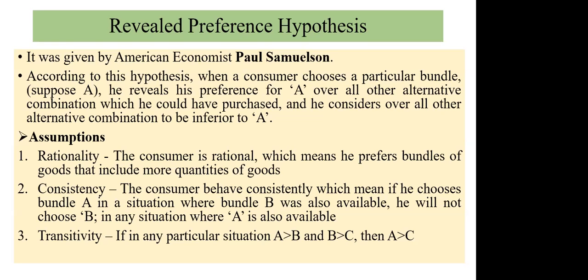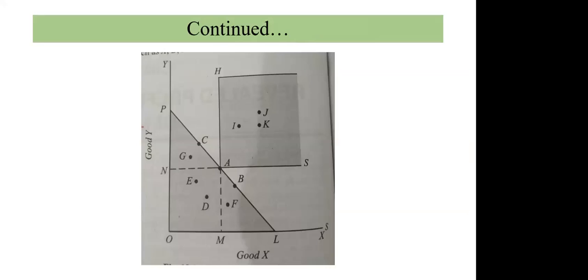And the last one is, if in any particular situation a bundle or combination of good A is preferred over a particular combination of good B, and B is preferred over C, then it automatically assumes that bundle A will always be preferred over bundle C. So that is called transitivity. Now, with these assumptions, we'll discuss how this revealed preference theory works with the help of this graph.